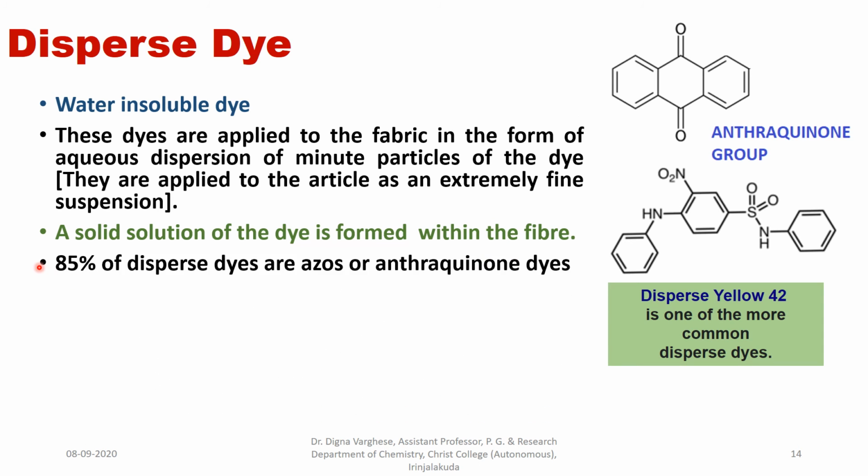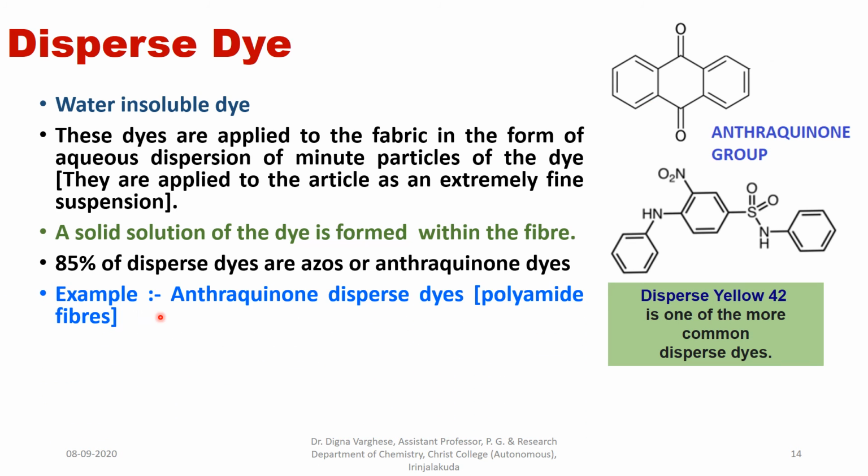85% of the disperse dyes are azo or anthraquinone dyes. We know the anthraquinone group is shown here. Three rings are attached, and the middle ring is connected to the 2 CO groups. That is the anthraquinone group, which is also present in the mordant dye alizarin.